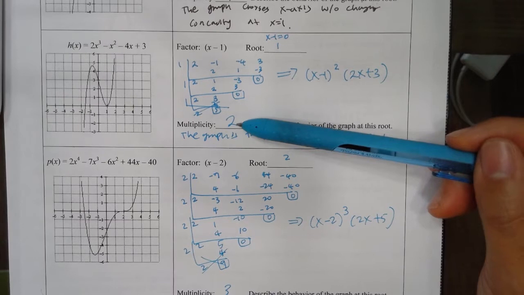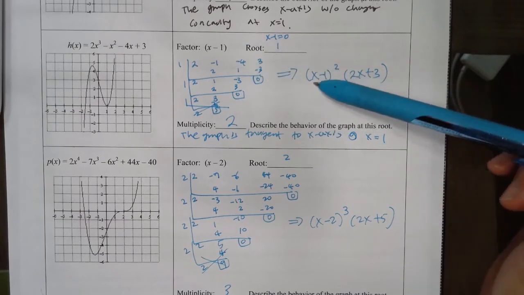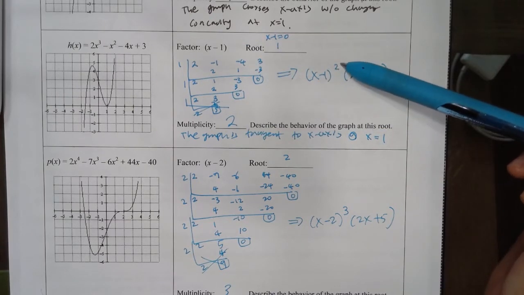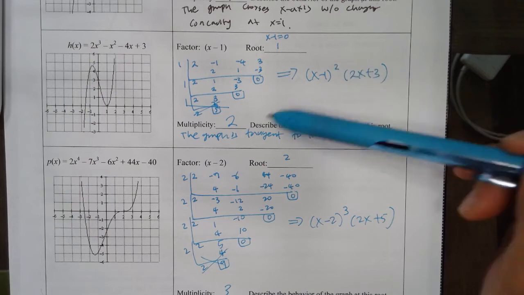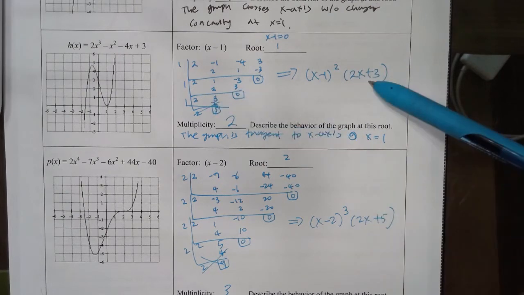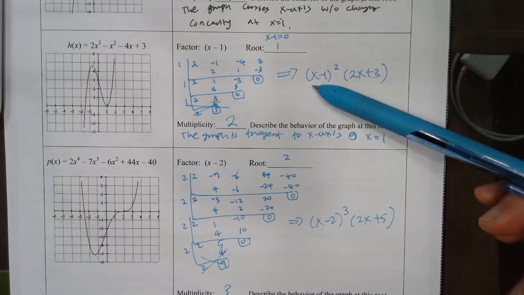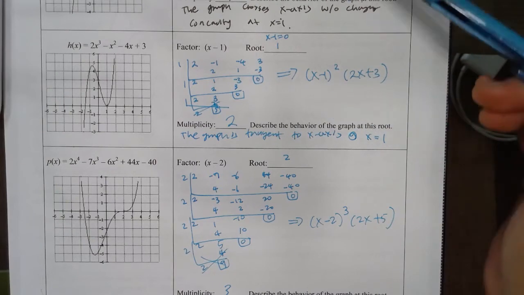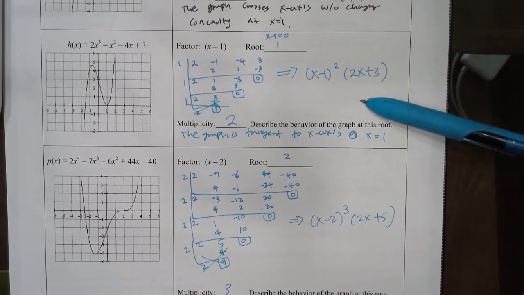So I got (x minus 1) squared. That square means the zero occurs twice, multiplicity 2. And then times your quotient, 2x plus 3. This part, I did not ask you to do it. I mean, the problem did not ask you to do it, but I think it's good practice, so I'm going to keep doing it.